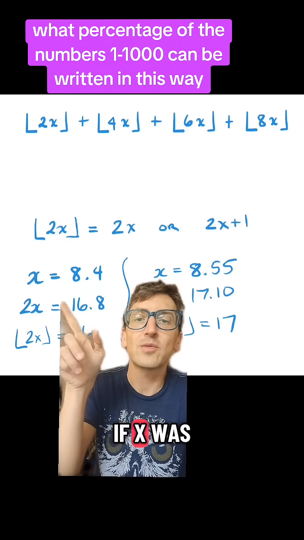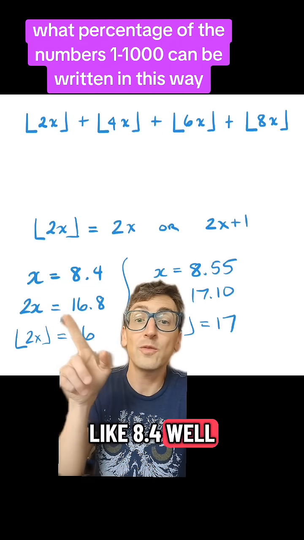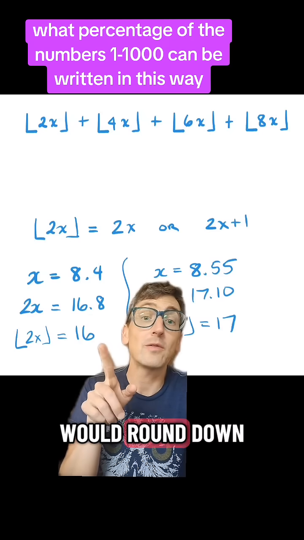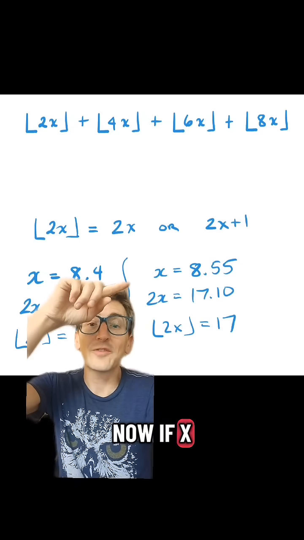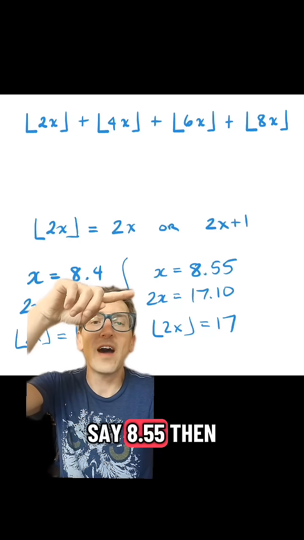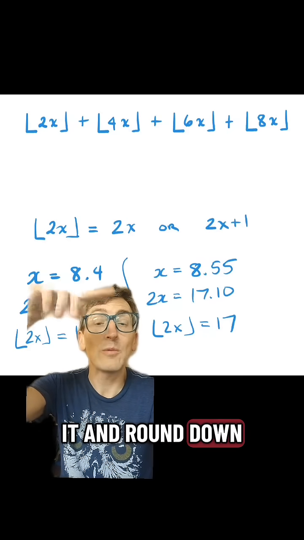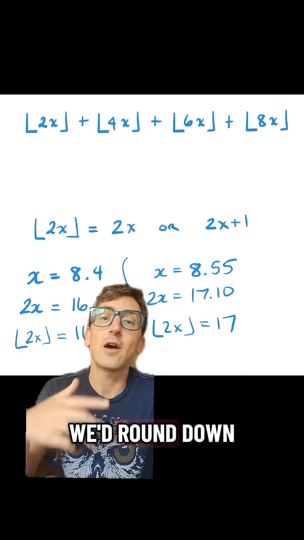So for instance, if x was like 8.4, well, 2x would be 16.8, and we would round down to 16. Now, if x were just a little bit bigger, say 8.55, then when we double it and round down, we would be over 17, so we'd round down to 17.